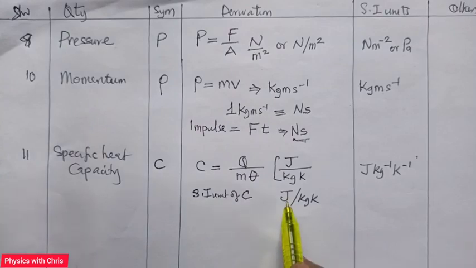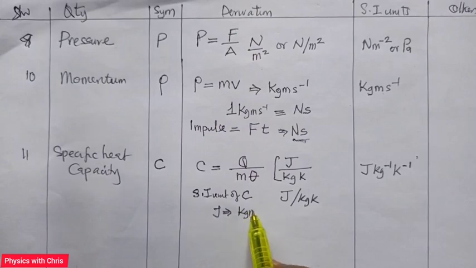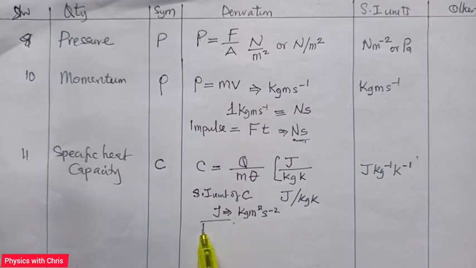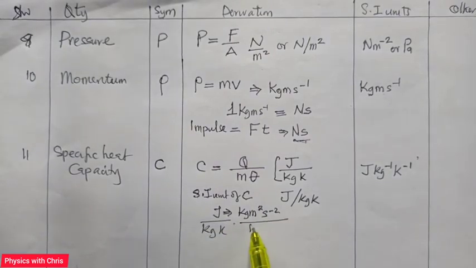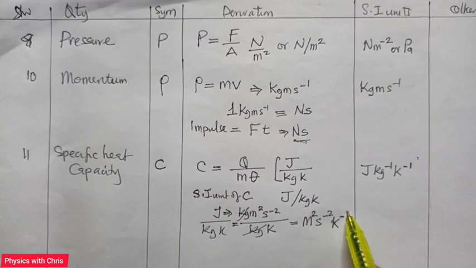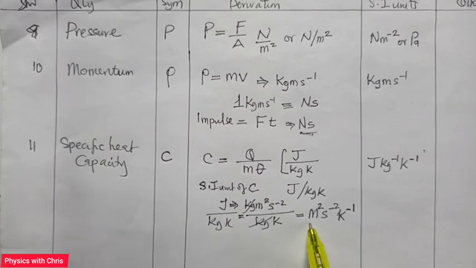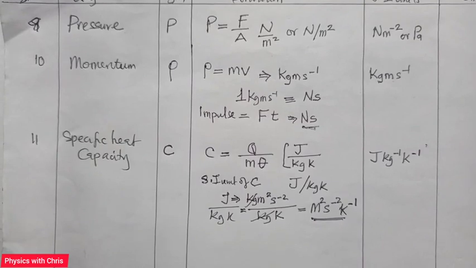You know what the joule is. The joule is equivalent to kilogram meter squared s minus 2, we derived that before. Then over kilogram and Kelvin. So kilogram cancels kilogram, and what you have left here is meter squared s minus 2. When this Kelvin goes up, the power becomes negative. So you can see this is the SI base unit, expressing the unit of specific heat capacity purely in terms of base units or quantities.